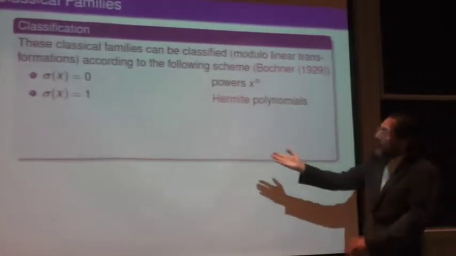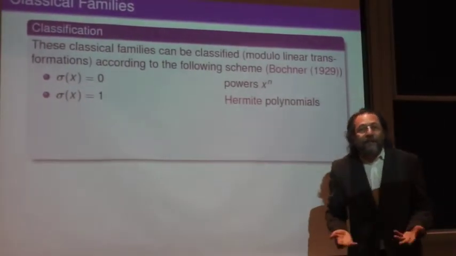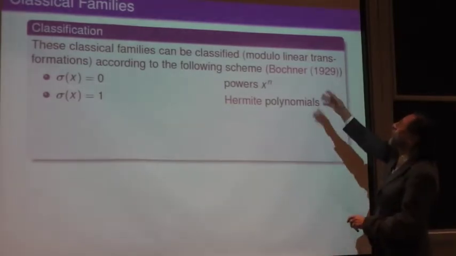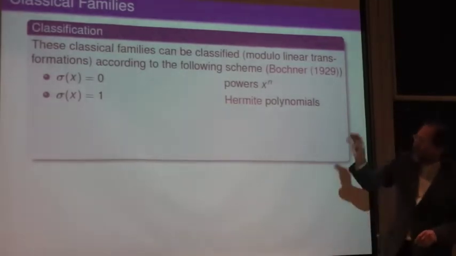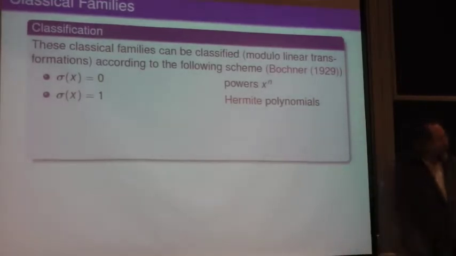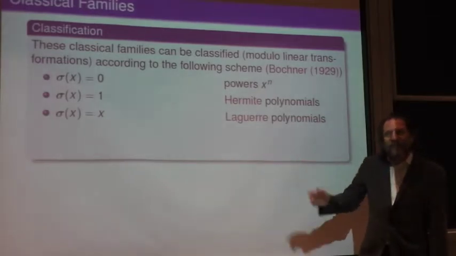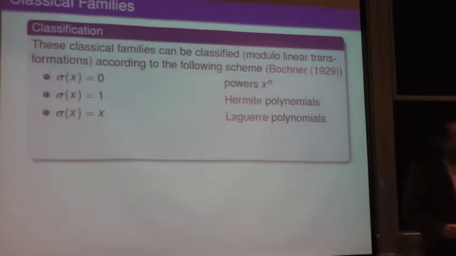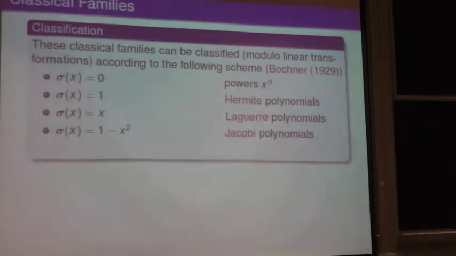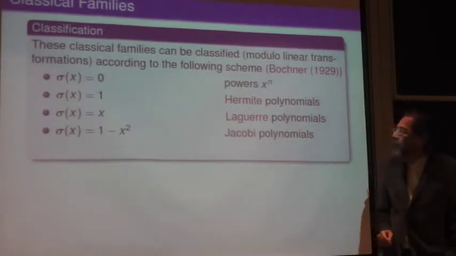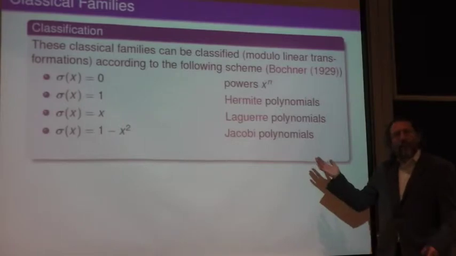Okay, now assume sigma is a constant, not zero. Then we will get the Hermite polynomials. Everything is modular linear transformations, so we can put the constant equal to 1, and also we can put a 0 exactly at the origin. Then we get the Laguerre polynomials. If we have two zeros, namely we put them at the points 1 and -1, we get the Jacobi polynomials.